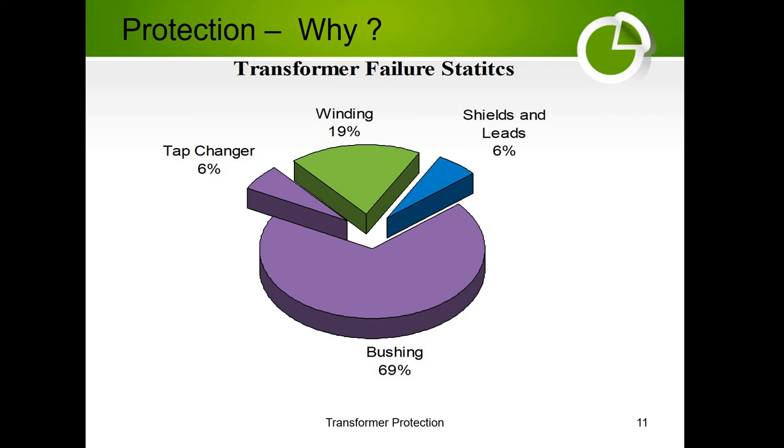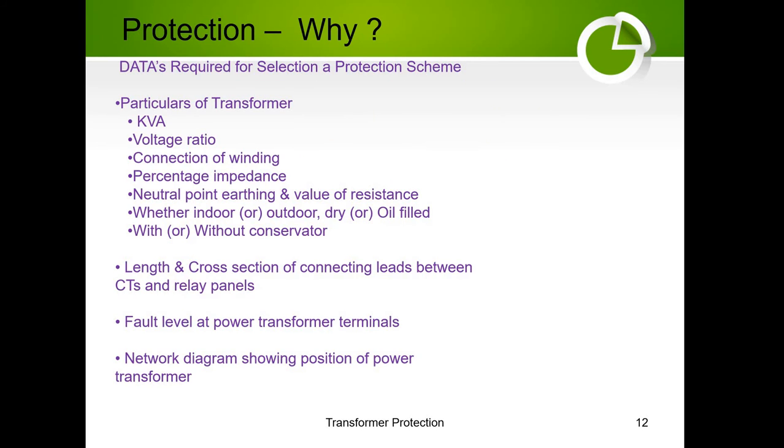Next, protection, transformer failure statistics. Generally the transformer fails due to the bushing: 9% of faults come in the bushing. Next is the winding, 19% fail in the winding, 6% tap changer, and shield and leads is 6%. Data required for the selection of the protection scheme: particulars of the transformer are kVA, voltage ratio, connection of the winding, percentage impedance, neutral point earthing, value of the resistance, whether indoor or outdoor, oil filled with or without conservator, length and cross section of the connecting lead between CT and relay panel, fault level at the power transformer terminal, and network diagram showing position of the transformer.